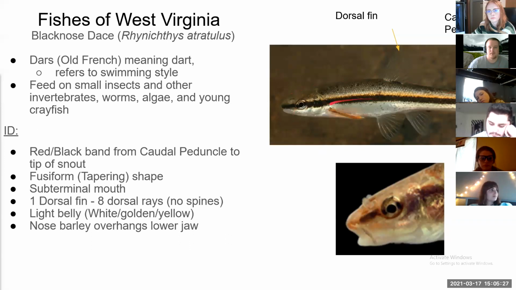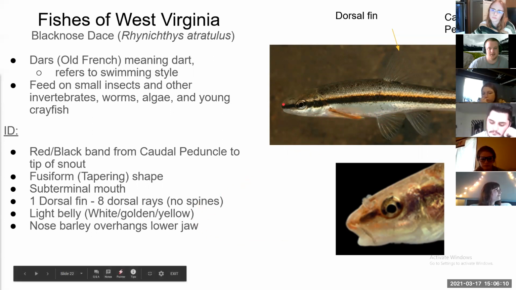So they're fusiform, which means kind of tapering, kind of like a football, but a little bit thinner in this case. They have kind of a subterminal mouth, so not terminal and not inferior, not pointing straight down and not directly out, but kind of at an angle, angling down. Again, since it's Cyprinidae, it only has one dorsal fin. It has 8 rays. These are soft rays, not spines. The belly is generally a lighter color, whereas the back is dark. The belly can be white, kind of golden or black.